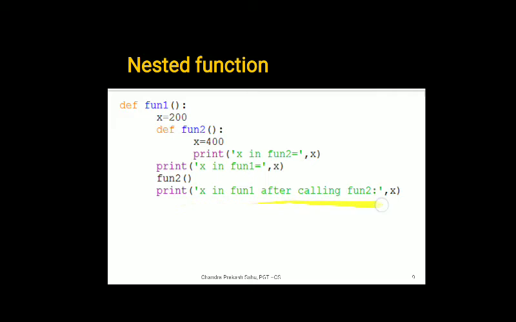In the next line, when you execute print x in fun1 after calling fun2, the value of x will again be printed and it will be the same as before, because this is outside the function fun2. So from here you can see the value of x is visible inside the function where it is declared, but the parent function's value can also be available to the local functions, the child functions, if the child function does not have any local variable.